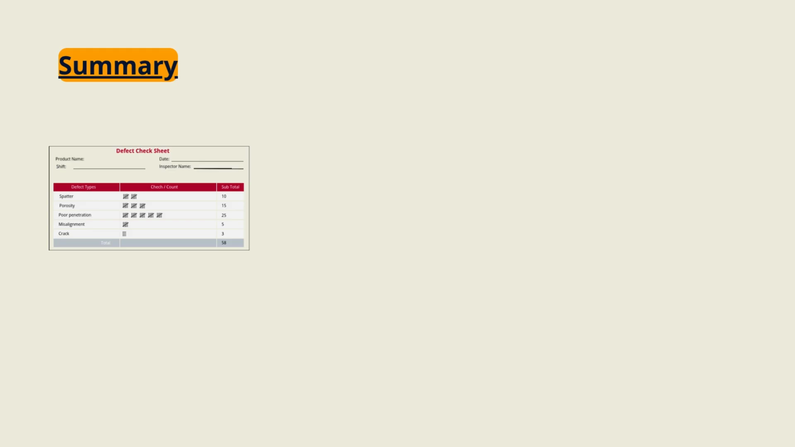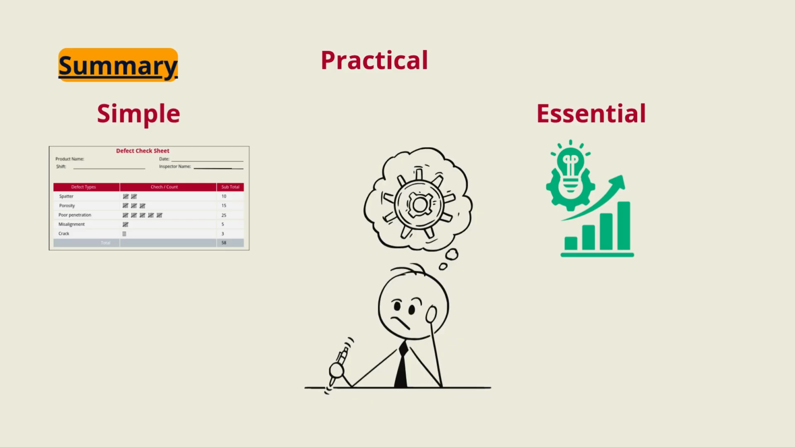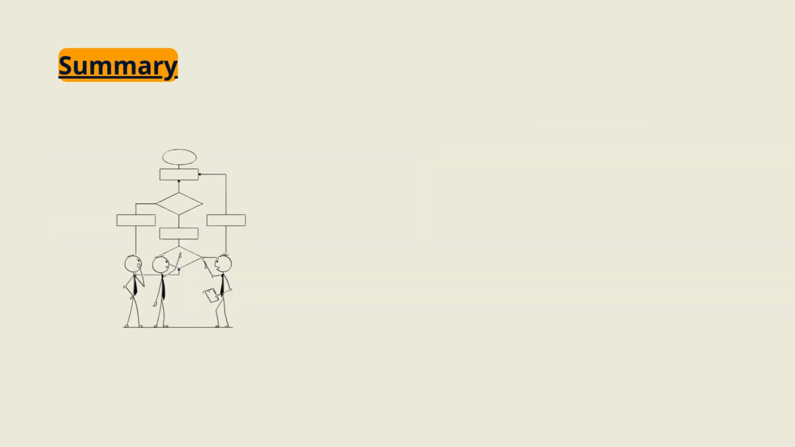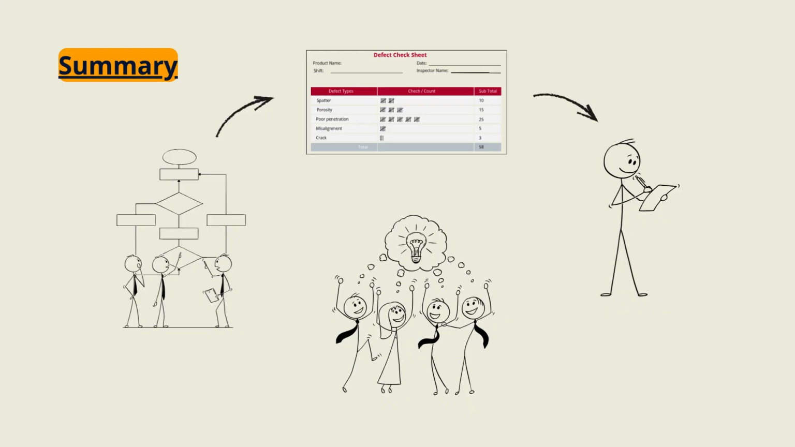Now let's recap what you have learned. A check sheet is your foundation for data collection to improve quality. It's simple, practical, and essential for collecting accurate data from the shop floor. It helps you find patterns of problems for analysis. Start small: pick one process, use the check sheet template, and record data daily. Soon you'll see your team move from guessing to knowing.